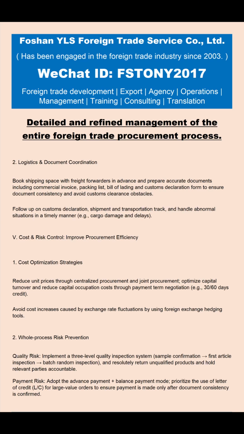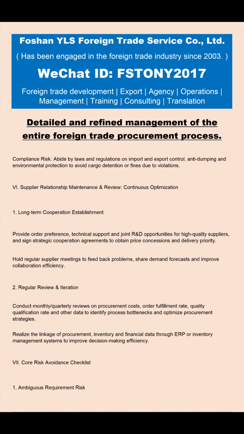Quality risk. Implement a 3-level quality inspection system. Sample confirmation, first article inspection, batch random inspection, and resolutely return unqualified products and hold relevant parties accountable. Payment risk. Adopt the advance payment plus balance payment mode. Prioritize the use of letter of credit (LC) for large value orders to ensure payment is made only after document consistency is confirmed. Compliance risk.